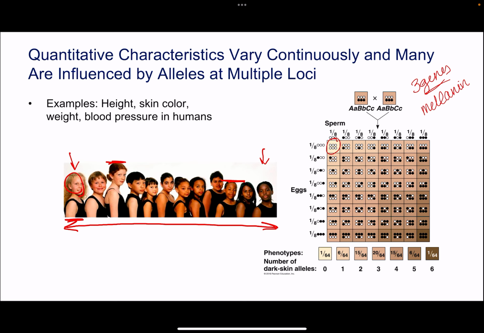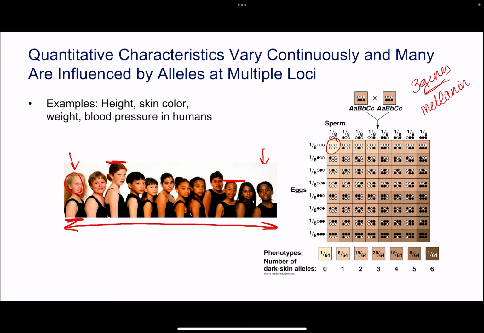And then as we move over here, as we increase our number of alleles producing melanin, we get what would be considered the darkest skin color. So this one in this image, this one over here. So you can see that the additive effect of all of these genes accumulates and produces this range. So we get this additive effect of each of those individual alleles.